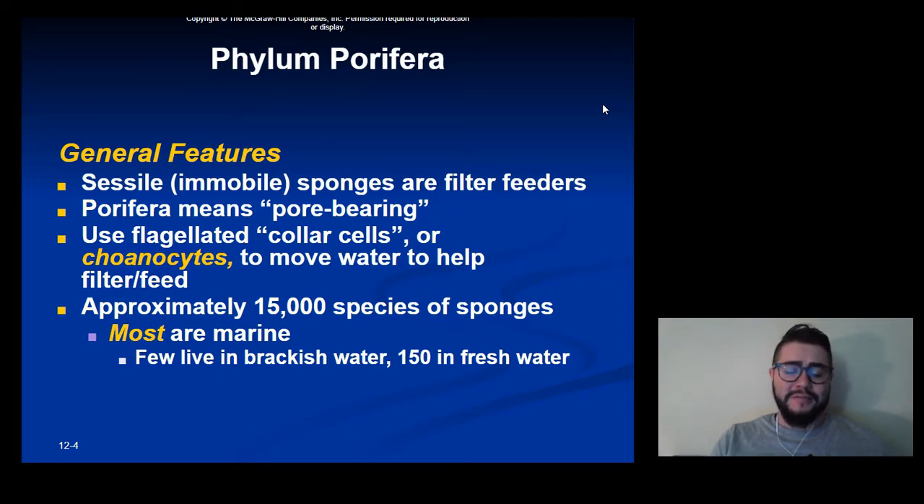And then there are approximately 15,000 different species of sponges. Most are marine, which means they live in salt water. There are a few that live in brackish water, which is a mixture of salt and fresh water, and then 150 freshwater species of sponges.